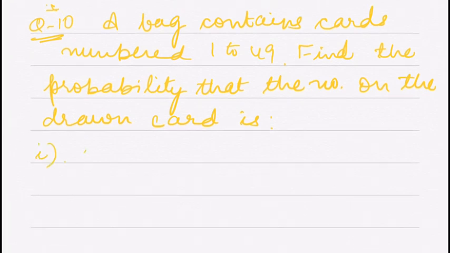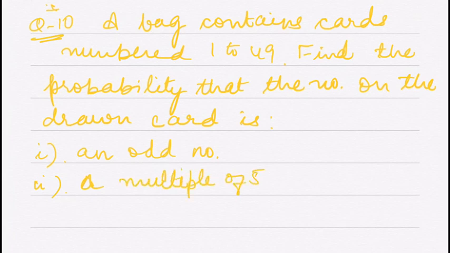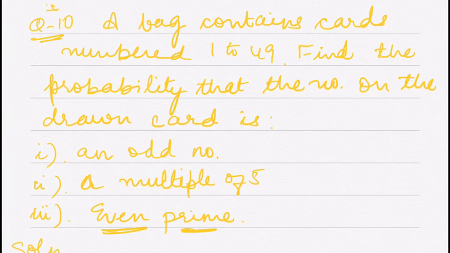okay, there are parts of this question. First we have to find the probability that the number is an odd number. Then second part, a multiple of 5, and third part is an even prime. It should be an even number also, and it should be a prime number also. So there are 2 conditions in this. A bag contains cards numbered 1 to 49. So how many cards are there? So total number of outcomes.